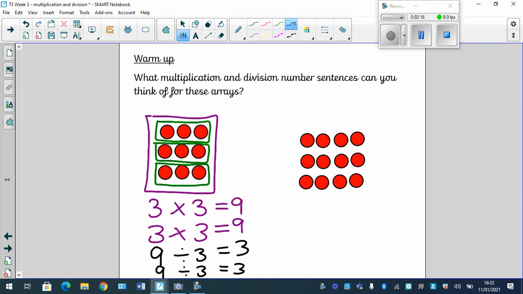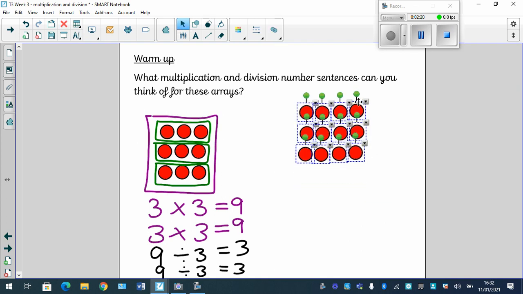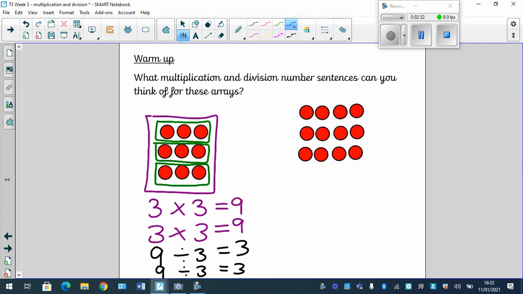Okay, let's have a look at this array here. Let's just move this up a little bit. Okay, first of all, I can see that I've got 3 rows of 4. 1 row, 2 rows, 3 rows, and there's 4 in each row. So my first number sentence is going to be 3 multiplied by 4 equals 4, 8, 12. 3 times 4 equals 12.